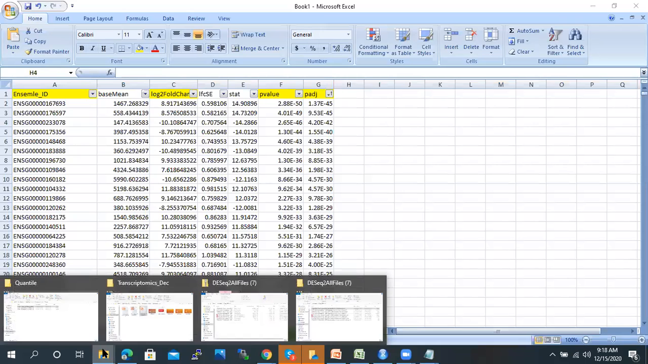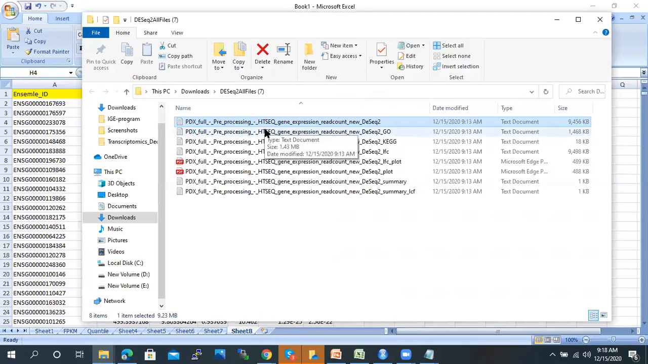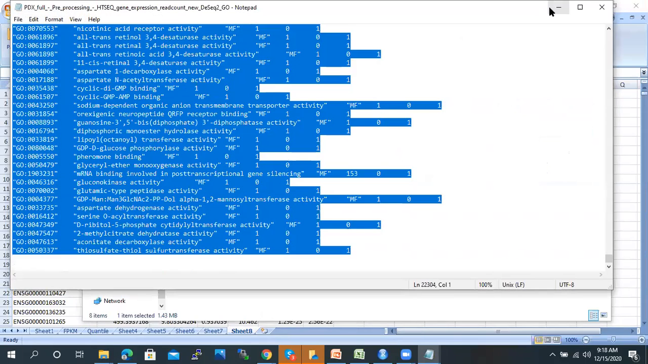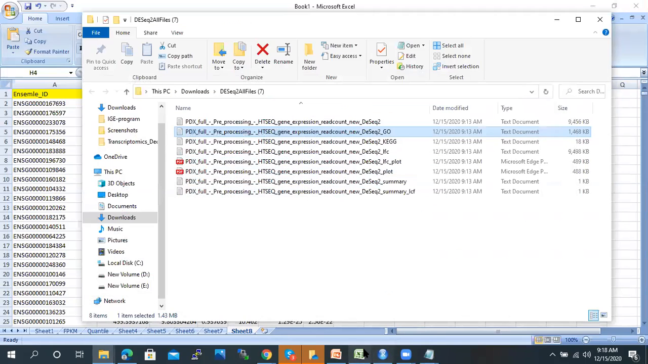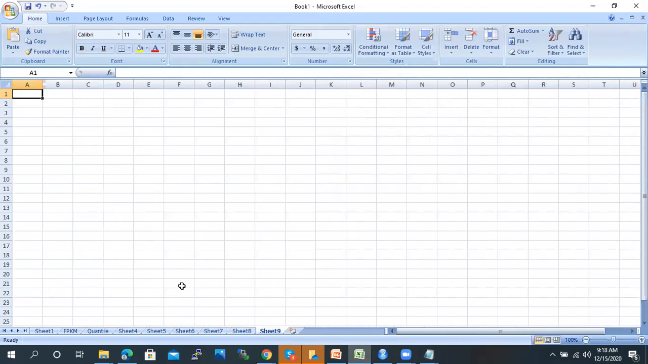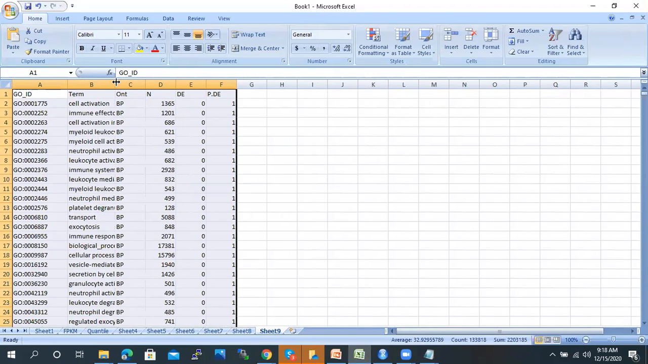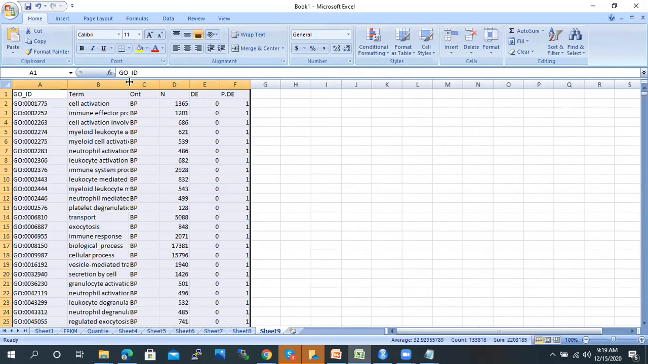So if you look at the next output, here the next output is GO terms, or gene ontology terms. So I'm pasting it in another Excel. Specifically, DESeq also provides us what the important gene ontology terms are that are associated with our significant genes. So which ontology are those genes associated with?